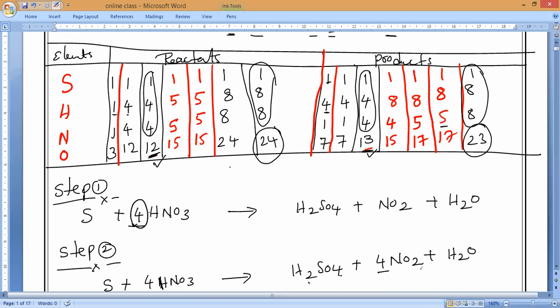Understand? Yes, sir. So hydrogens will become 4, and nitrogens also will become 4. But nitrogens on the product side, how many will be there? 1. So next step, I will try to balance the nitrogens on this side. Do you understand?